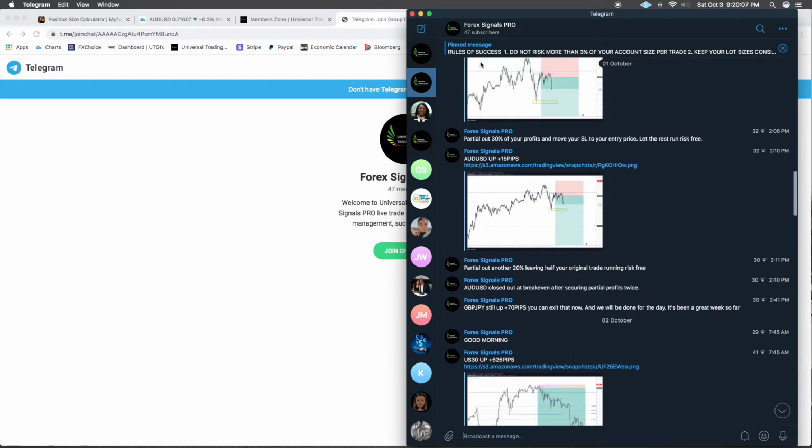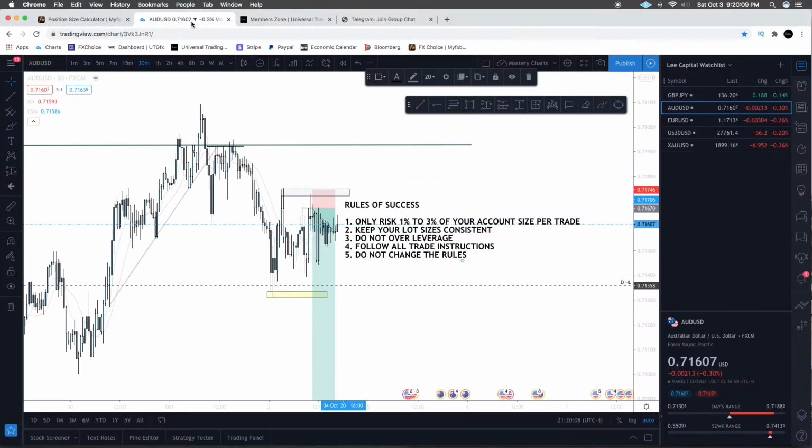Now, let's just go over some rules for success. Number 1, only risk 1 to 3% of your account size per trade. So if you have a $1,000 account, you're only risking $10 to $30 per trade. If you have a $10,000 account, you're only risking $100 to $300 per trade. By doing this, you keep your losses small, and when you win, you actually make those losses back pretty easily. If you do end up risking more than this per trade, you run a risk of blowing your account.